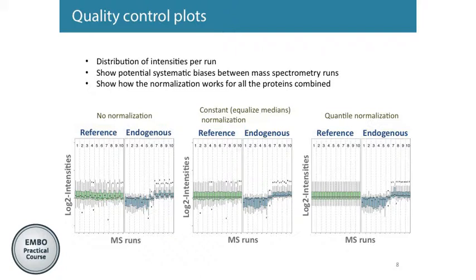If you use the constant normalization, as I said, we make the medians the same. So now you can see the median line is equal. The quantile normalization means we make the distributions the same, which means we make these boxes the same. So for a little bit of up and down shift in the reference, we exactly apply the same to the endogenous one. So this is the effect of the normalization. This box plot is really good to check how your normalization method is working, and also to see how much the variation differs.